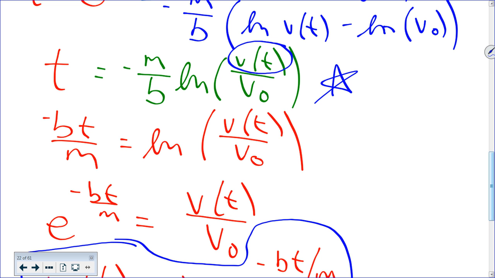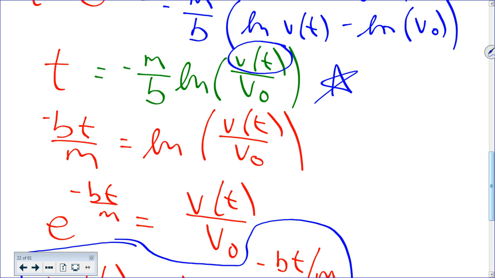Problem 4 says, how long will it take to stop? But what's it really asking you? It's asking you how long it takes to get to a VF of 0. So just put 0 in here.